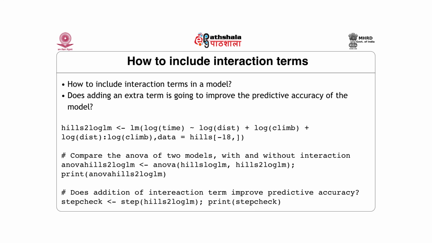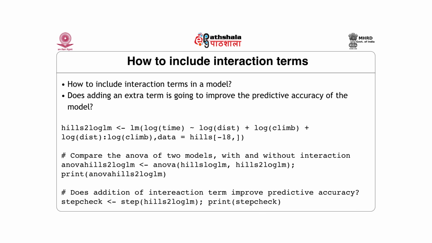I have presented here somewhat of a complicated interpretation of this, but what you could do is just simply put in a multiplied term, and it would still do the same thing. But here's what I have done mainly for your learning: we have set it up in a way that the hills log lm becomes an object which will receive the product term of the distance times climb. So log distance plus log climb plus log distance, then we have put together a colon and then log climb.